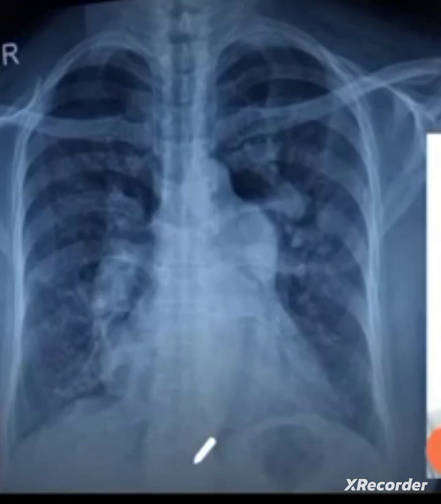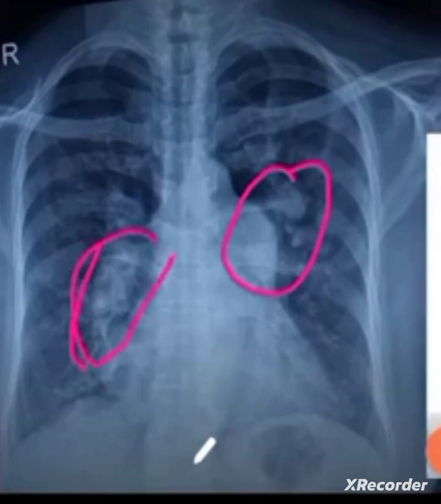The most prominent sign in this chest X-ray is this thing over here. You would not see this prominence in a normal chest X-ray.